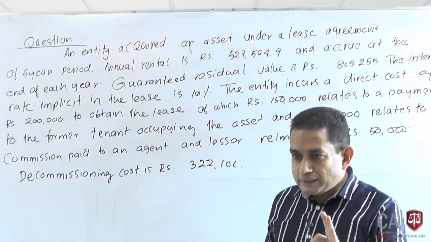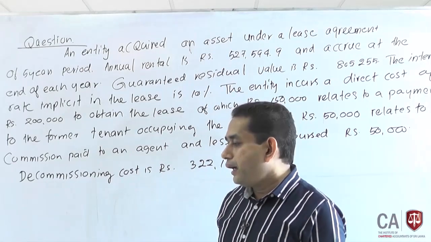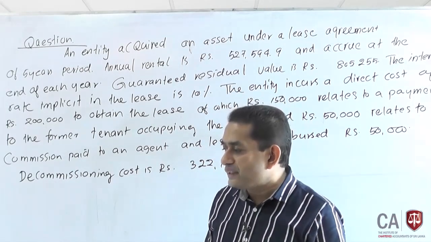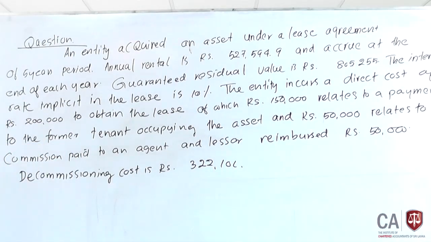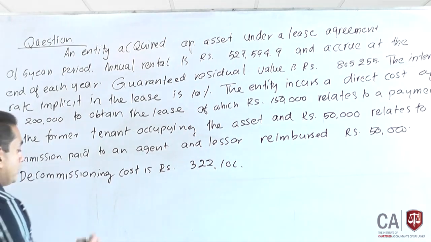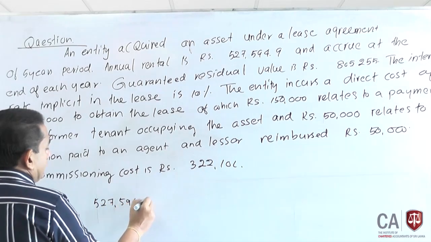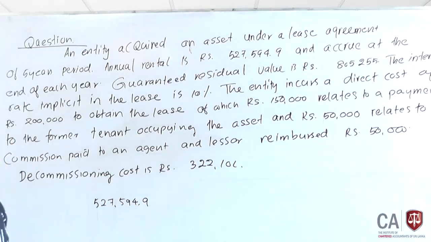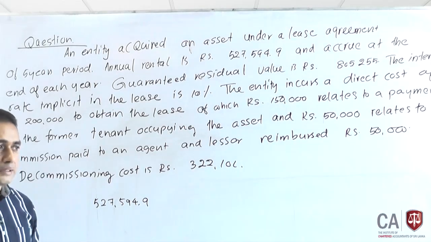Now, first is to determine the lease liability, and in arriving at the lease liability, let us take the fixed payments. Over the lease term, how much is the lessee supposed to pay irrespective of interest rate, indexes and usage of the asset? 527,594.9. Now, how many payments are there through and through? There are 5 payments, so you need to keep discounting 5 times, which is a cumbersome exercise.